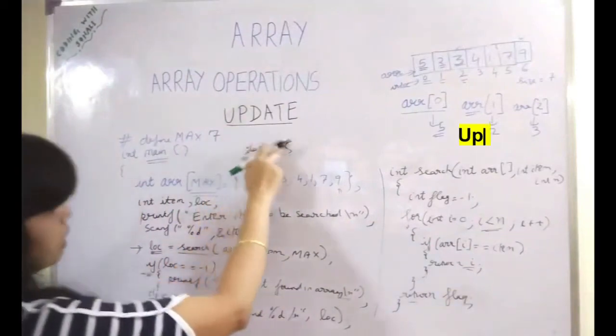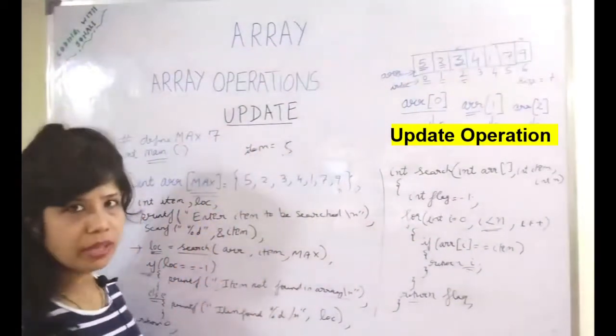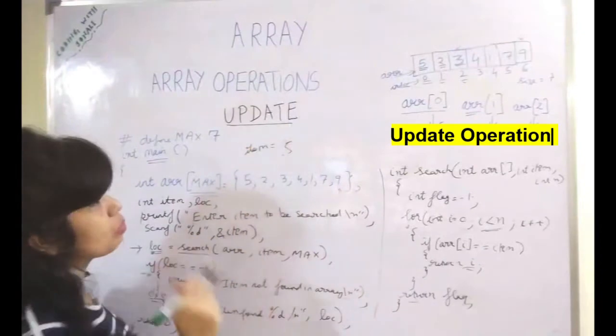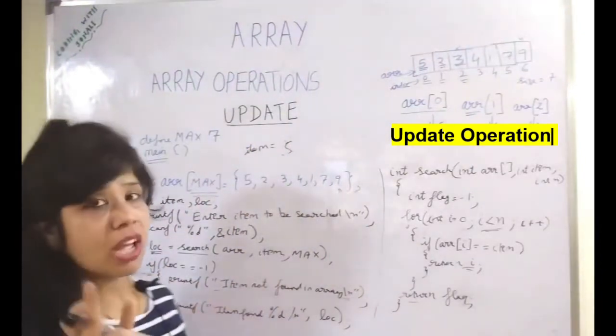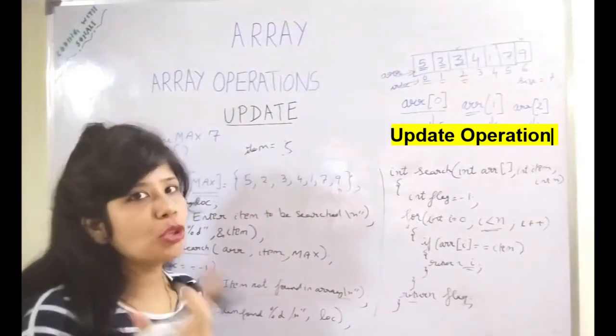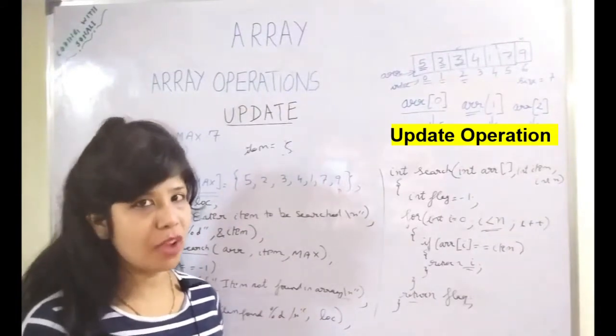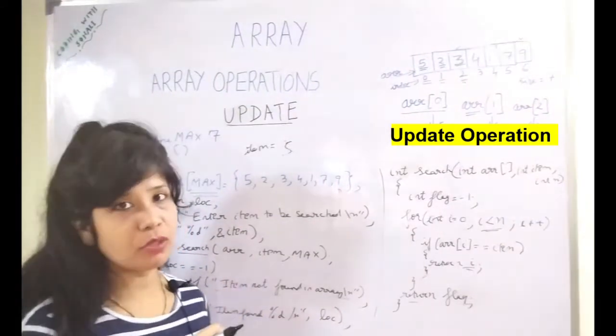So for the update functionality, what change is required? First of all, update means what? You can understand update means you're having some value and you want to update that value to the new value. What inputs are required for the update?